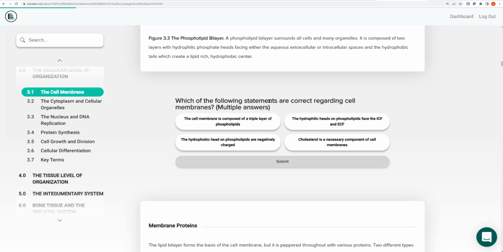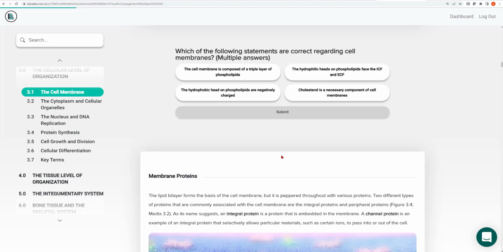So as you're reading, make sure you're stopping to consider these questions. Once you answer these questions and submit it, your answers will stick there. They'll be there for you to review and go back and study again as you review the text again.